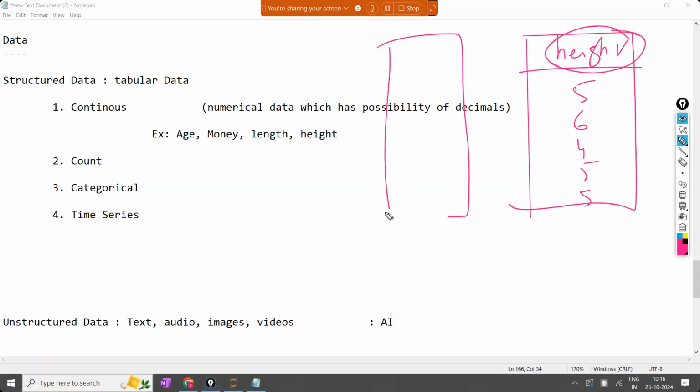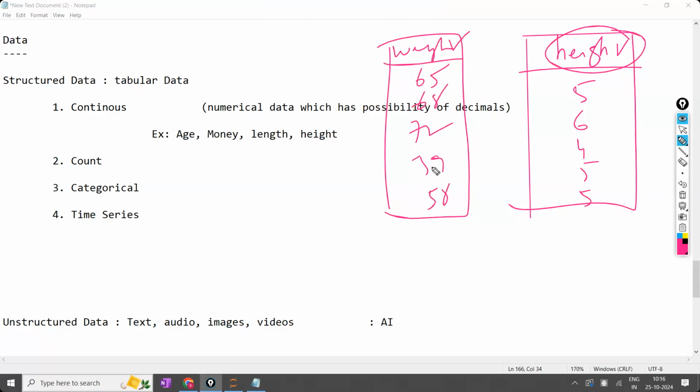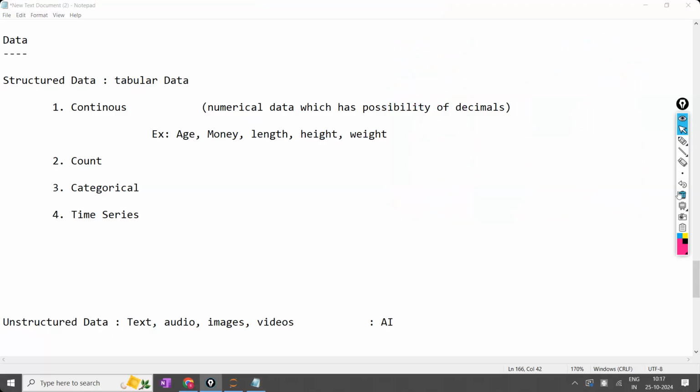For example, weight of the student. Weight of the student in this class, one student asked what is the weight? 65, 68, 72, 79, okay, 58. Something they have given the values like that. Means only int is possible. Wait, decimal is possible or not possible? Possible, but here in this data set, it is not there. Now weight comes under which category? Continuous or int? It is a continuous variable. So weight also comes under this one. Is the point clear? Wherever there is a possibility of decimals, all the column names come under continuous.